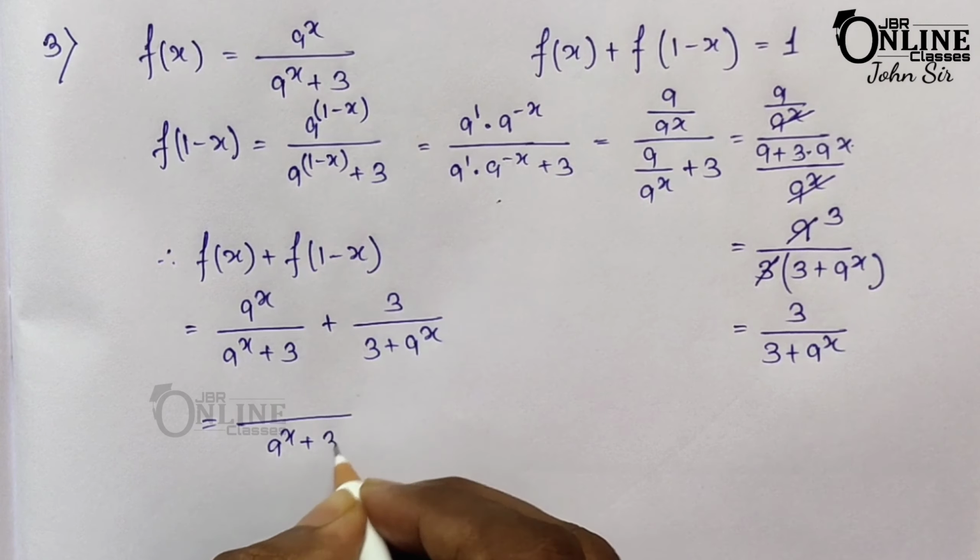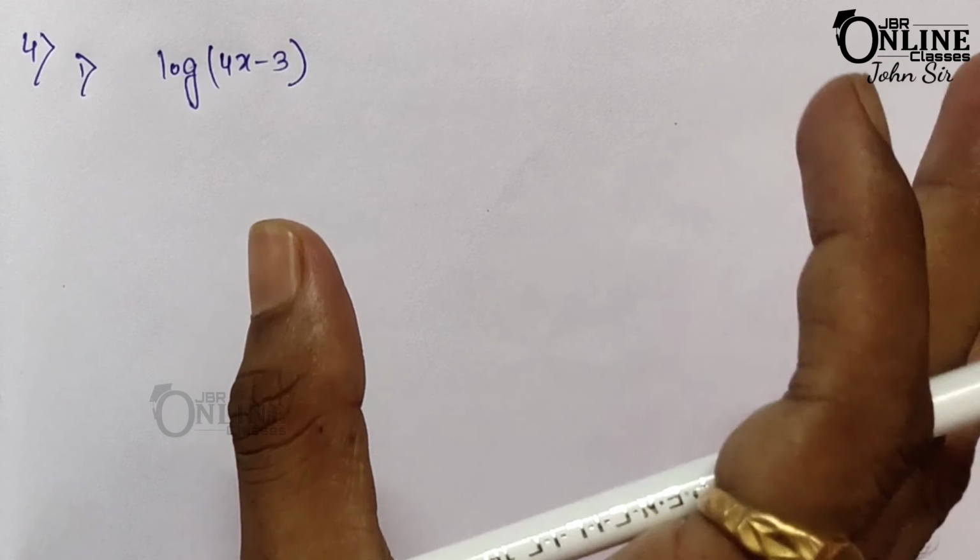Now sum number 4. In sum number 4 there are only 2 problems, and this is the last sum for this video as well as exercise 2.6.